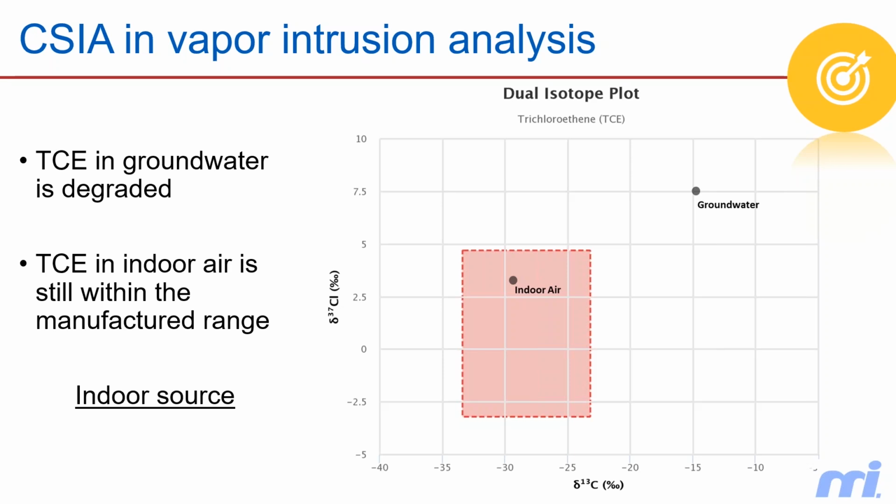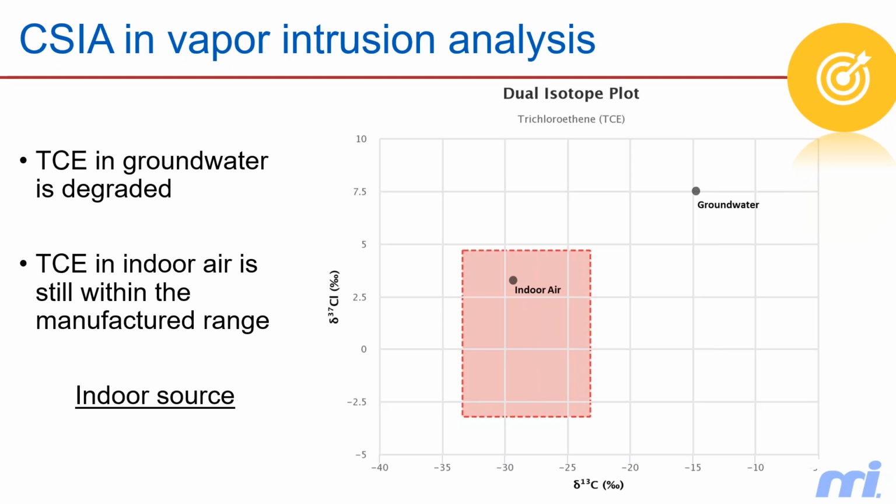So we'll go back a few steps and remind you that if TCE, for example, has degraded, then it's going to be moving in our dual isotope plot. It's going to be moving either up or to the right of our manufactured range box. So if it's undergone any kind of degradation, it's going to be moving out. So our ideal situation is that our groundwater sample has undergone degradation, because that gives us the clearest distinction between the groundwater sample and that manufactured range.